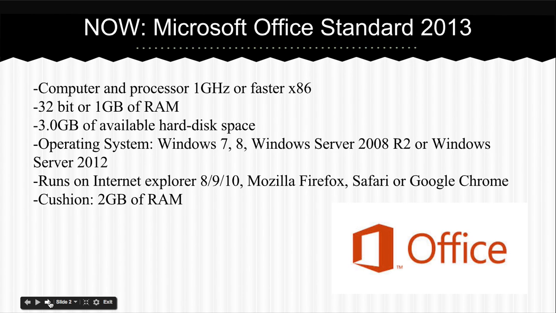The operating systems that it needs can be either Windows 7 or 8 or Windows Server 2008 R2 or Windows Server 2012. It runs on Internet Explorer 8, 9, or 10, Firefox, Safari, or Google Chrome. The cushion recommended amount, just to be safe, is around 2 gigabytes of RAM.